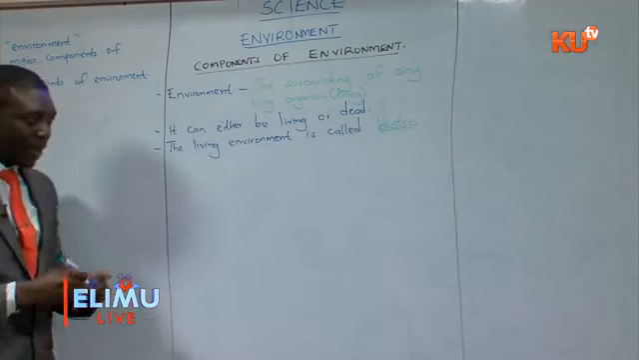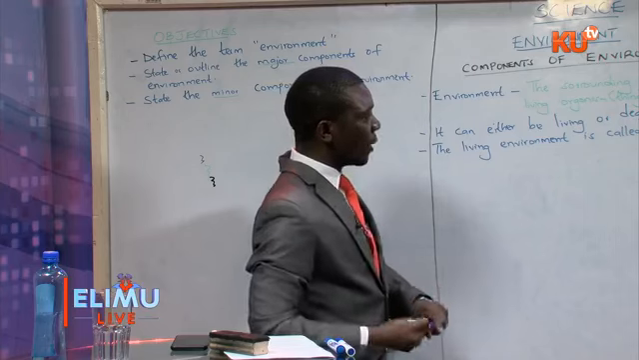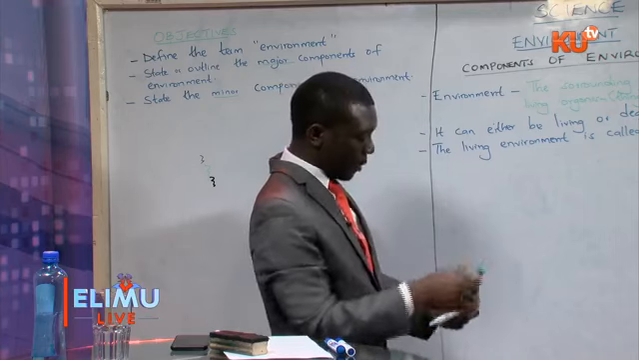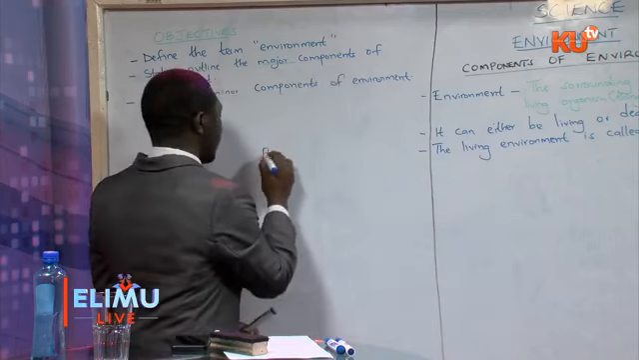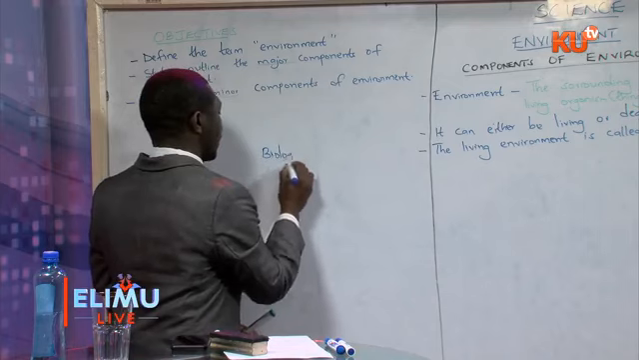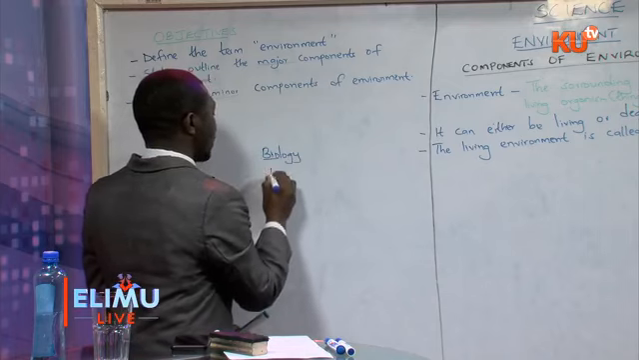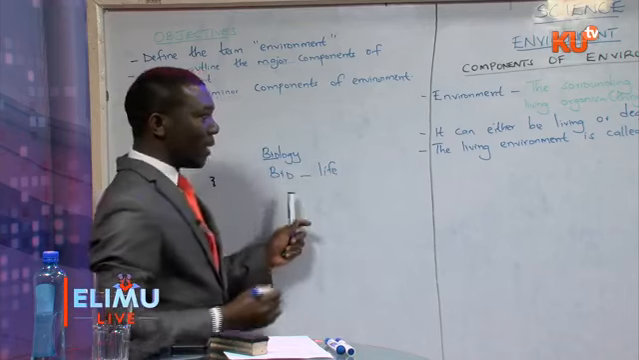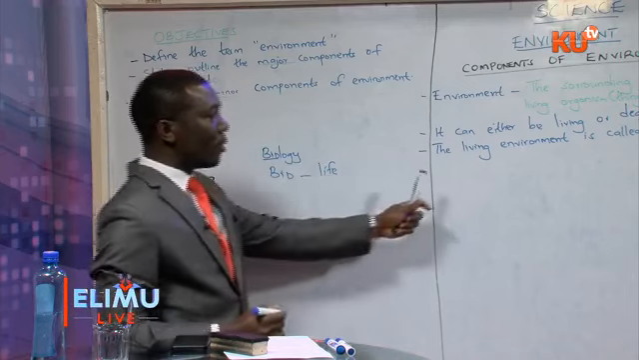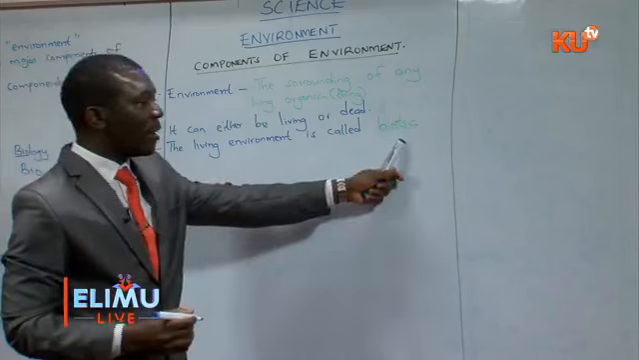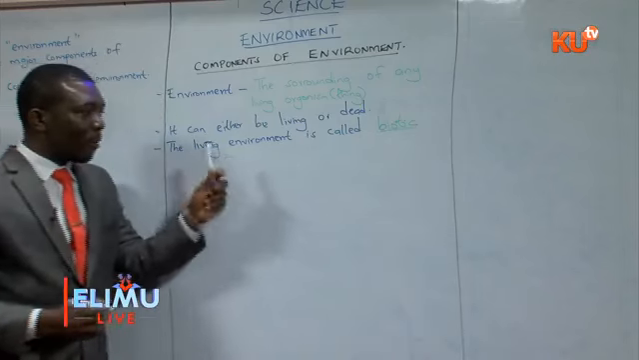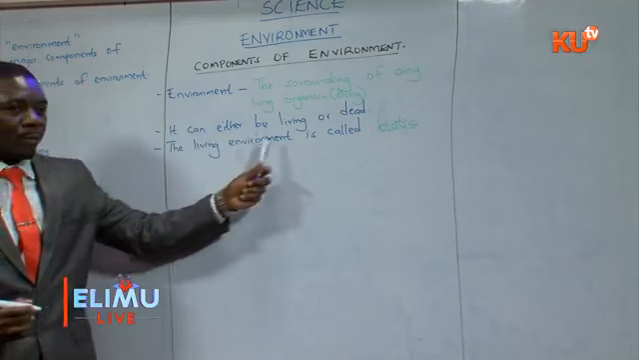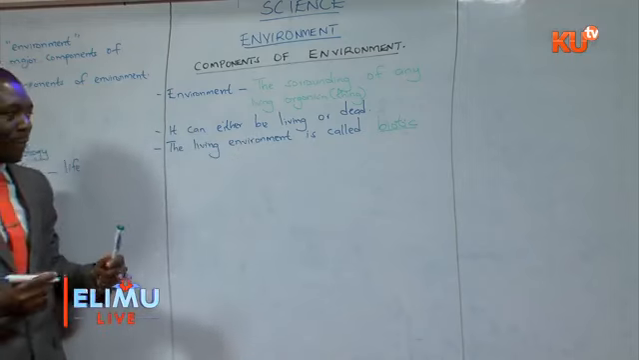Biotic is a scientific term. When you go to high school, the word biology, they usually say biology is the study of living things. So the word bio means life. Bio means life. So it is something that has life. So when we talk about the biotic factors, this one comprises the living components of environment, those things that have life.